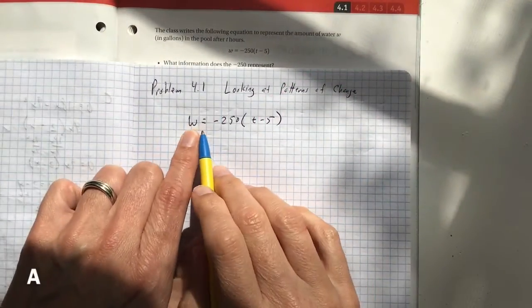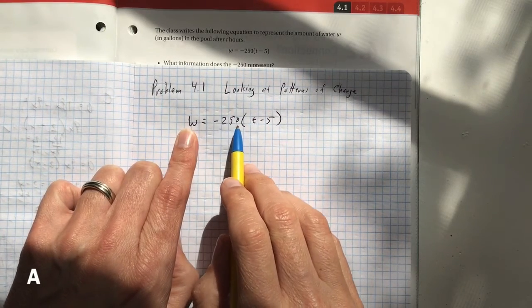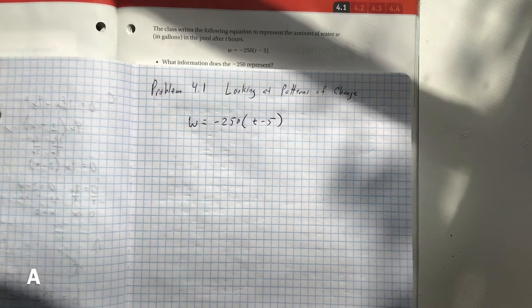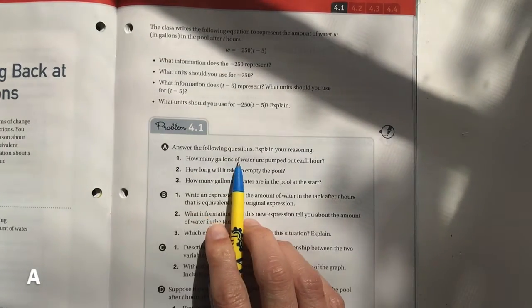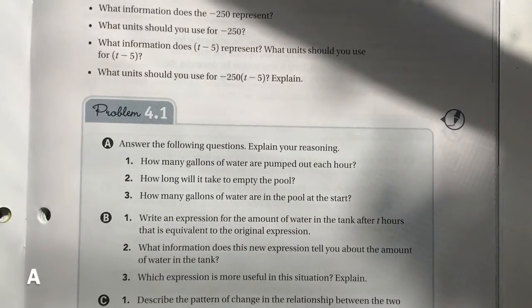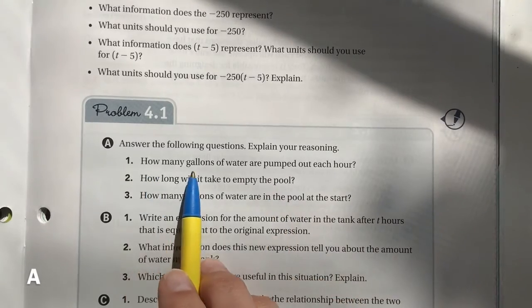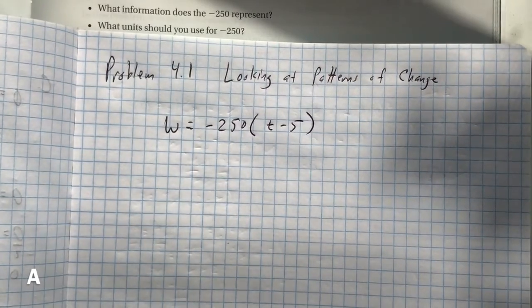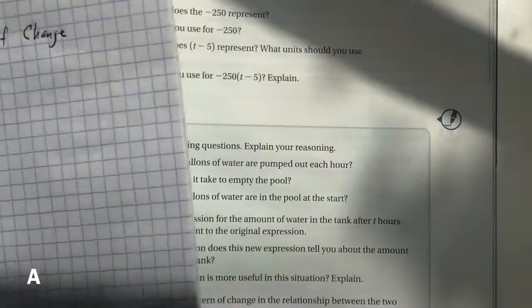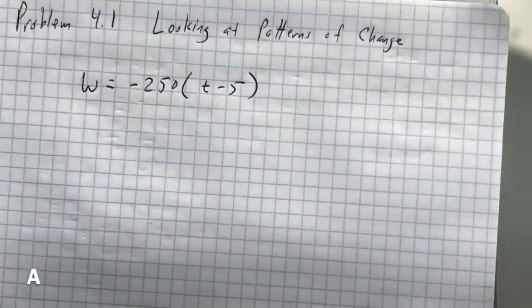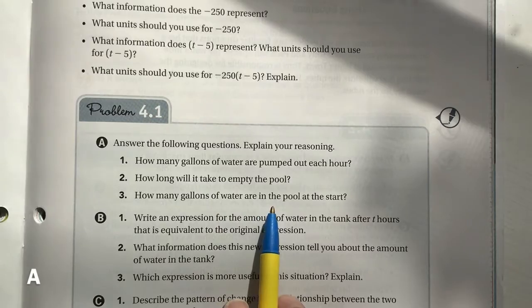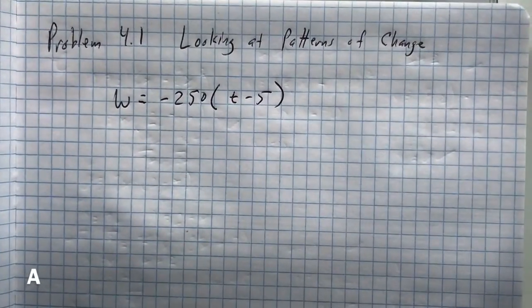I went ahead and wrote down our function: W equals negative 250 times the quantity, in parentheses, T minus 5. We have some questions to think about before we start. Answer the following questions and explain your reasoning. How many gallons of water are pumped out each hour? I don't know if I could see that, I might be able to. How long will it take to empty the pool? I'm not sure about that one either from looking at this. How many gallons of water are in the pool at the start? That's a little tricky too.